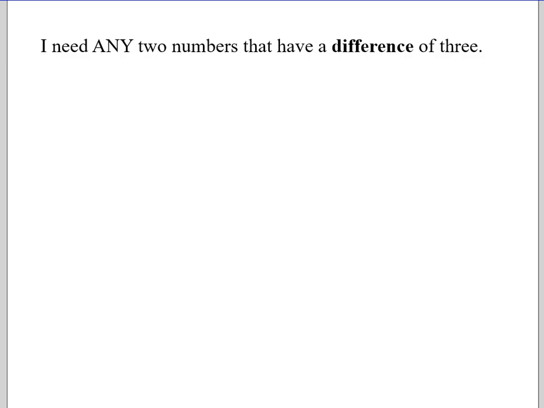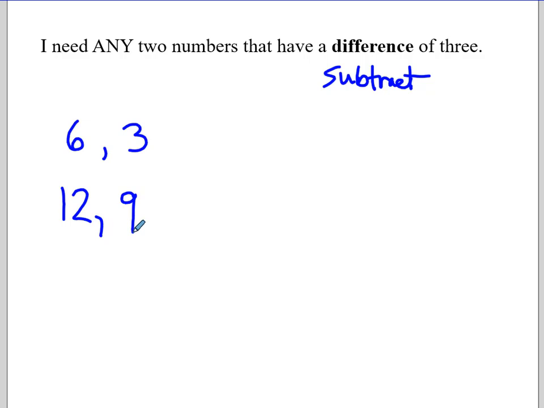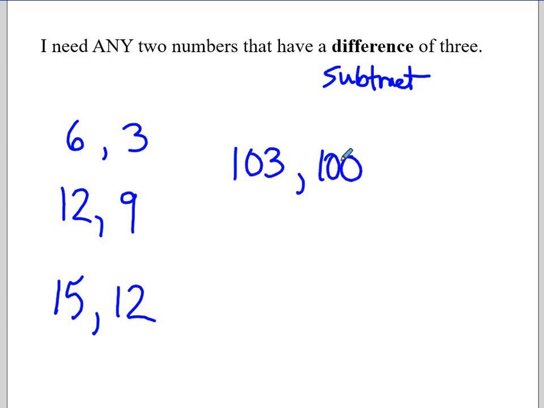So if I asked you for any two numbers that have a difference of 3, quick reminder, difference is subtract. So I'm looking for any two numbers that have a difference of 3. If I took 6 and 3, if we subtracted those two numbers, they would be 3 apart. 12 and 9, those would be 3 apart. 15 and 12, those all have a difference of 3. I could even be a little bit wild and crazy and do 103 and 100. Those are again 3 apart.